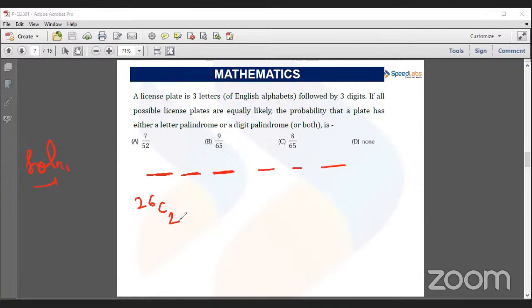Now if we have chosen 2 alphabets, there will be 2 ways to form a palindrome from them. Suppose I chose D and J, it can be DJD and JDJ. So for every 2 pair of the alphabet I have chosen, there are 2 ways to form a palindrome. So 26C2 into 2. Now for the 3 digits, again we need a palindrome here. So we'll choose 2 digits out of 10 digits, 10C2, and there will be 2 ways of forming it.